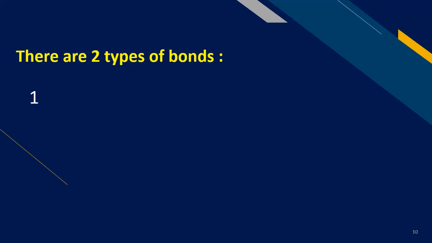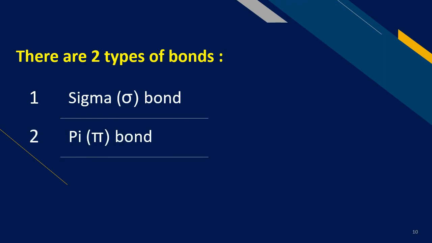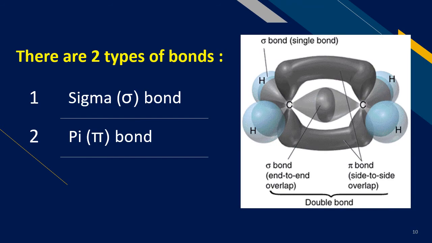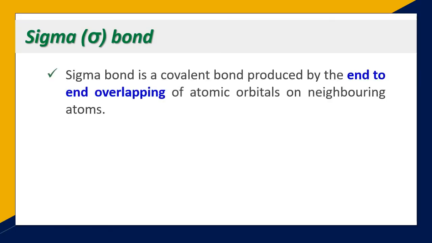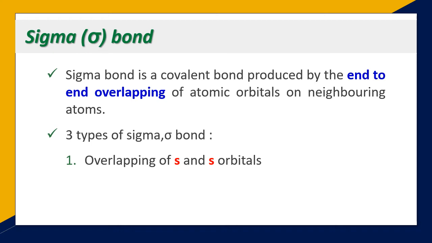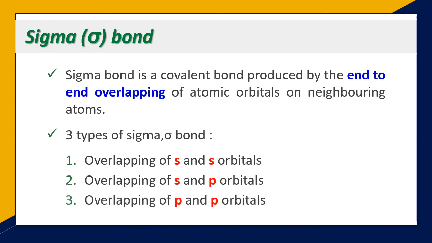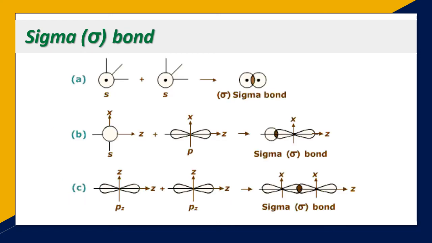There are two types of bonds. First, the sigma bond, and second, the pi bond. A sigma bond is a covalent bond produced by the end-to-end overlapping of atomic orbitals on neighboring atoms. There are three types of sigma bond. First, the overlapping between s and s orbitals. Second, the overlapping of s and p orbitals. And third, overlapping between p and p orbitals. This diagram shows the overlapping between the orbitals.